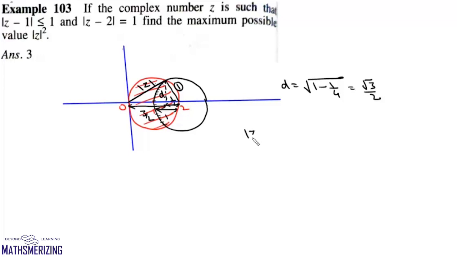So mod of z max square will be (3 by 2) square plus (root 3 by 2) square. Now this is 9, 9 plus 3, 12. 12 upon 4 is simply 3. So the maximum possible value of mod z square is 3 and that's your answer to this question.